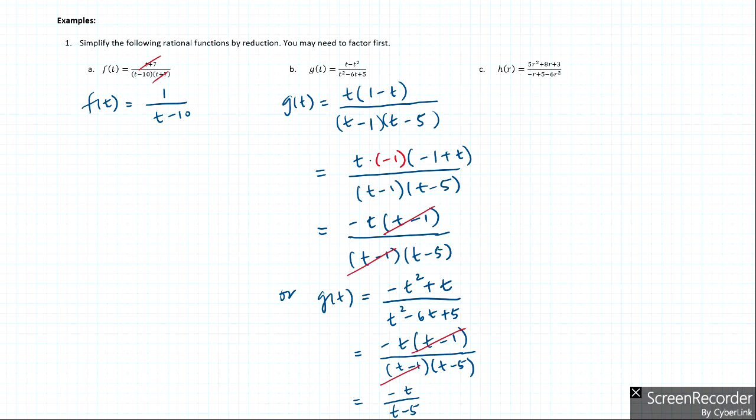Once you recognize 1 minus t and t minus 1 are the negatives of each other, that's a key point here. And now for part C, h of r again doesn't have the top or bottom in the factored form, so we'll have to do this on our own. And on top we have to use the AC method to test out, and a times c in this case is equal to 15, and we want the sum to be 8.